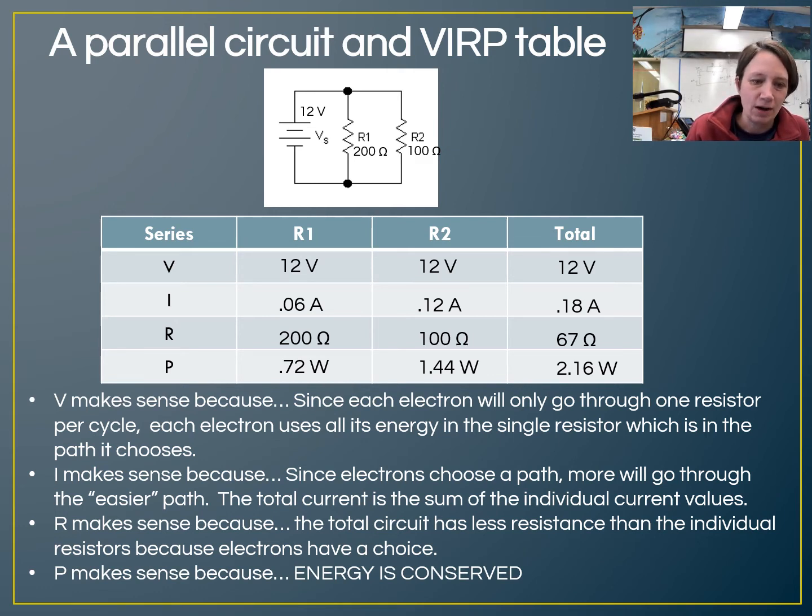done my circuit right if I see that energy is conserved. 0.72 plus 1.44 does indeed give you 2.16 watts. You should also notice that if you're asked which light bulb is brighter, in this case it's R2 because it has a higher power rating.